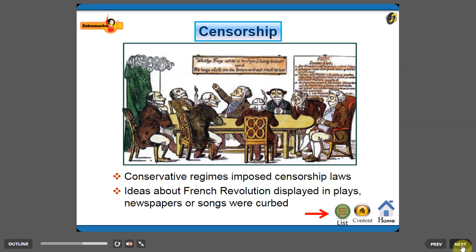Censorship. Conservative regimes imposed various censorship laws. These ideas about the French Revolution, which were displayed in plays, newspapers or songs, were all curbed or controlled.